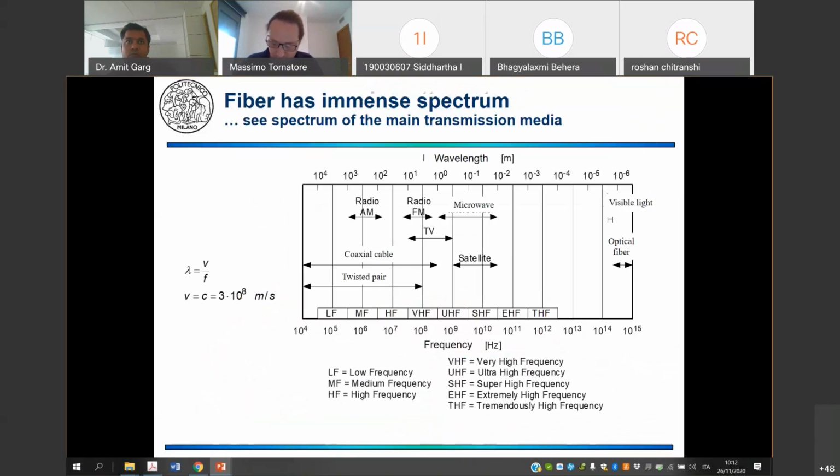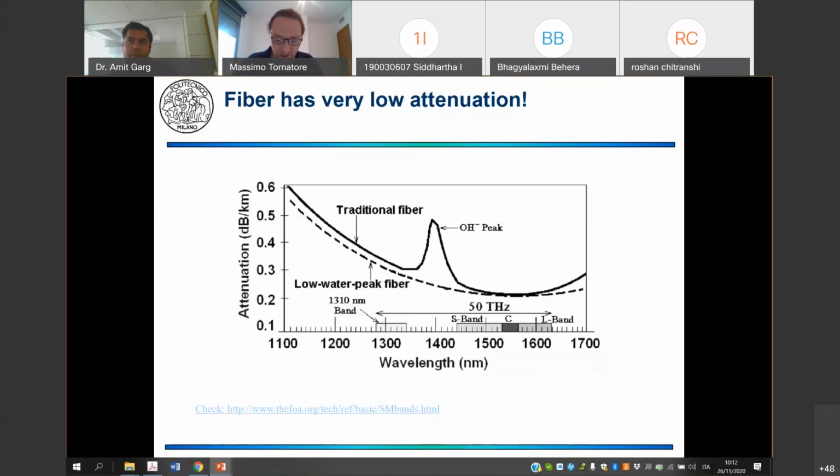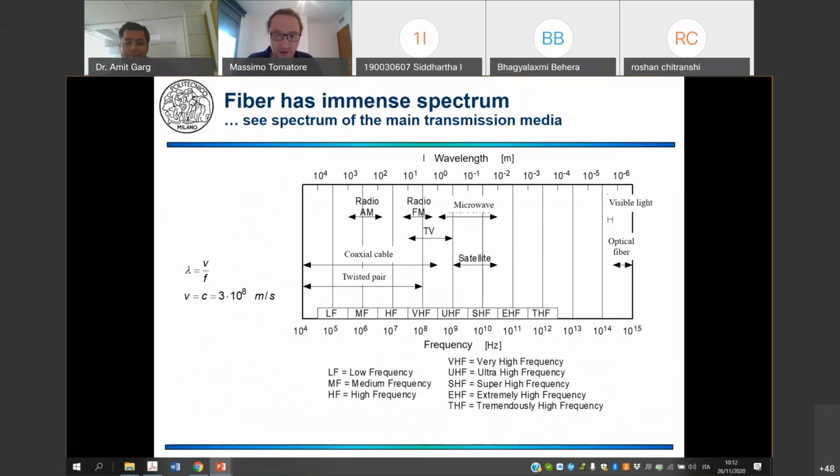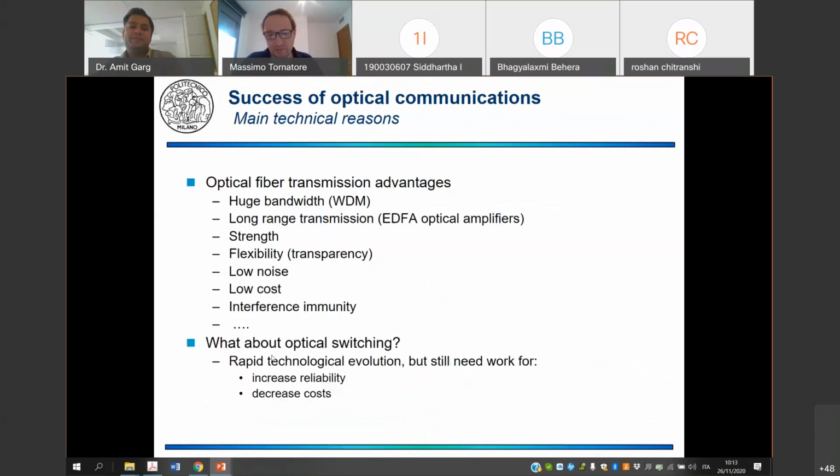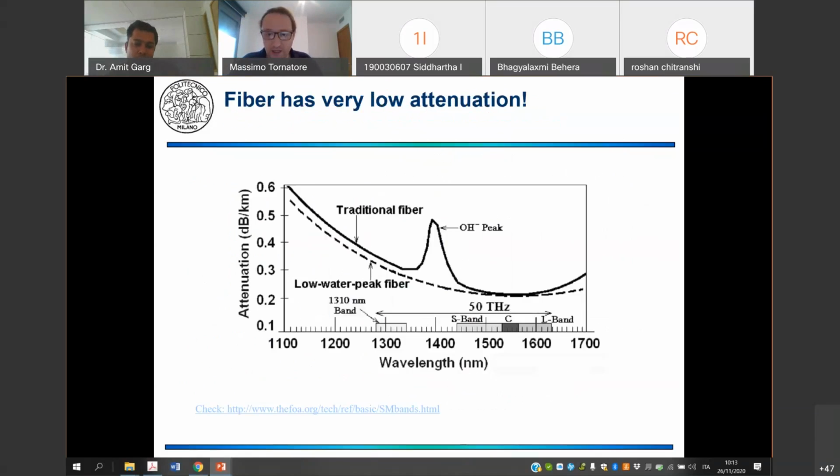But the other point, which is interesting to see here, is the third point that I had in my slide, which is optical switching. So is optics also useful for switching? And here I'd like to spend one minute at the beginning of the lecture with an example.